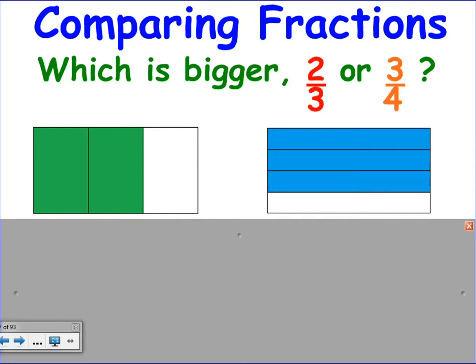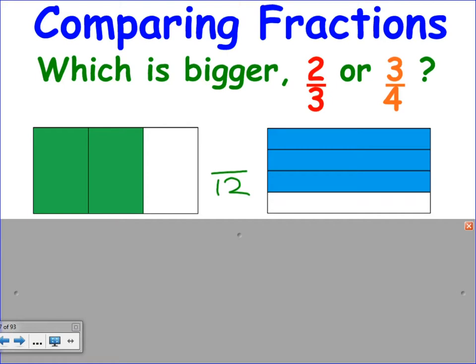So in order to compare fractions, you have to make the denominator common, the same thing. And we do that using equivalence. So what we're looking for is a number that both 3 and 4 go into. Woohoo! 12. So if I make the denominator 12 and I look at 2/3, what have I done to get from 3 to 12? What have I multiplied it by?